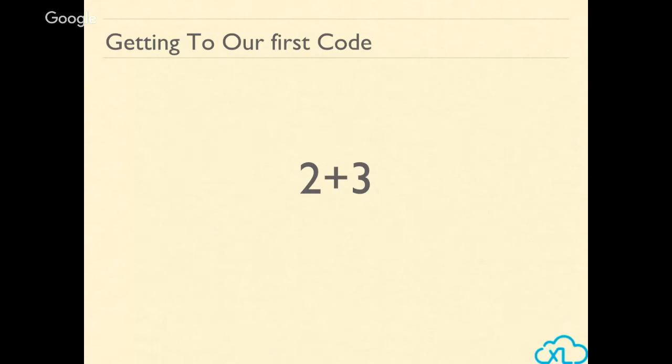Now, this is the first code that we're going to write today, which is 2 plus 3. Instead of saying hello world, we are just going to write 2 plus 3. This is something which we do in our first standard. All right.